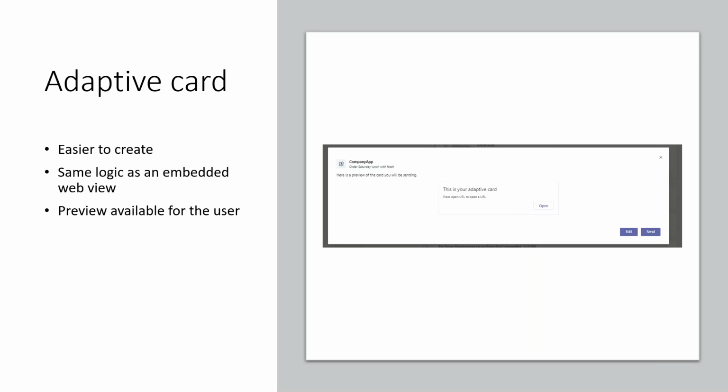And there's also a preview available for the user. So as you can see here, the user gets a pop-up. Okay, this is the adaptive card we want to post in your chat box. Is that good? The user can edit that one, or you can click the send button, and that will get posted.